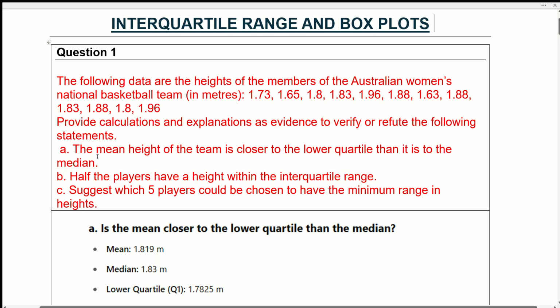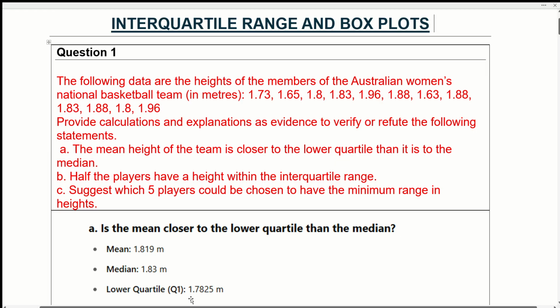Now, statement A says the mean height of the team is closer to the lower quartile than it is to the median. So now we have to find the lower quartile. So what is the lower quartile? It's basically first you'd have to rearrange all the data sets from smallest to biggest, and then once you've done that, you find the median, then you set the parameters quartile 1 and quartile 3. So in this case, after we have rearranged everything from the smallest number to the biggest number in the data set, we figure out our median is 1.83 meters, which is going to be the 6th and 7th numbers because we have 12 members, so the median would be in between the 6th and the 7th value. So we get 1.8 meters.